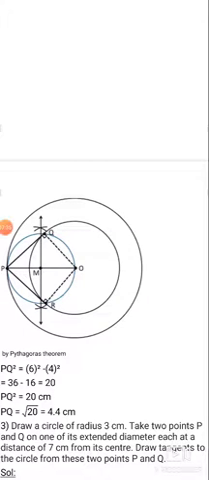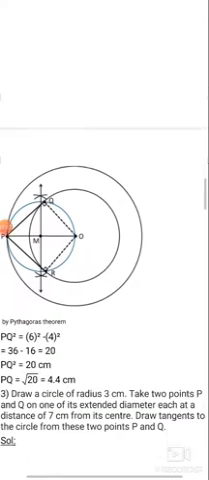First circle radius 4 cm, 4 square. So 36 minus 16 is equal to 20. So PQ square is 20, then PQ is equal to square root of 20, which is equal to 4.4 centimeter. So when you measure PQ using the scale and verify it, it is the same measurement. Okay. Now the next question.